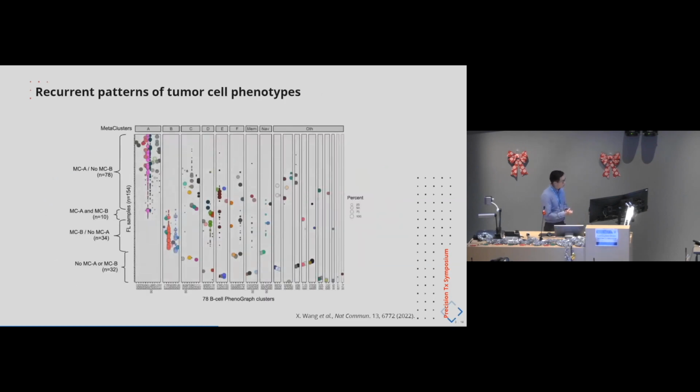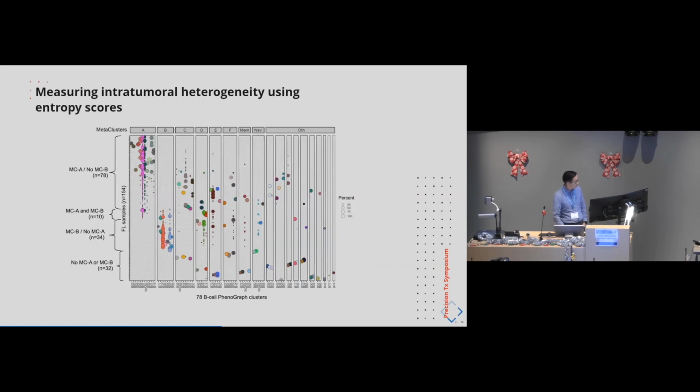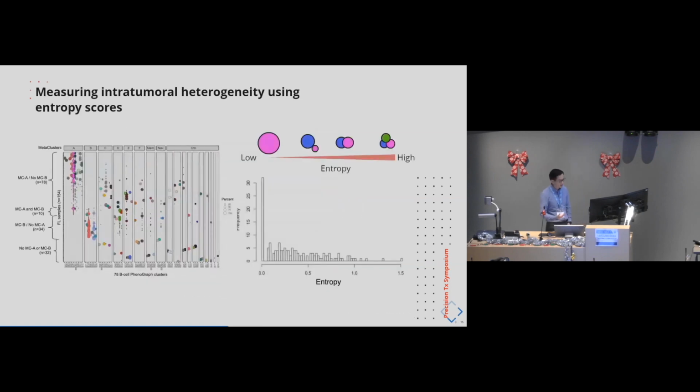The other thing that we want to look at is the intratumoral heterogeneity of all these patients. This is a busy graph, but each column is one PhenoGraph cluster, and each row is one patient. We can see that for some patients there are multiple PhenoGraph clusters, which means there are multiple tumor subclones in one patient. And to quantify it, we again use entropy.